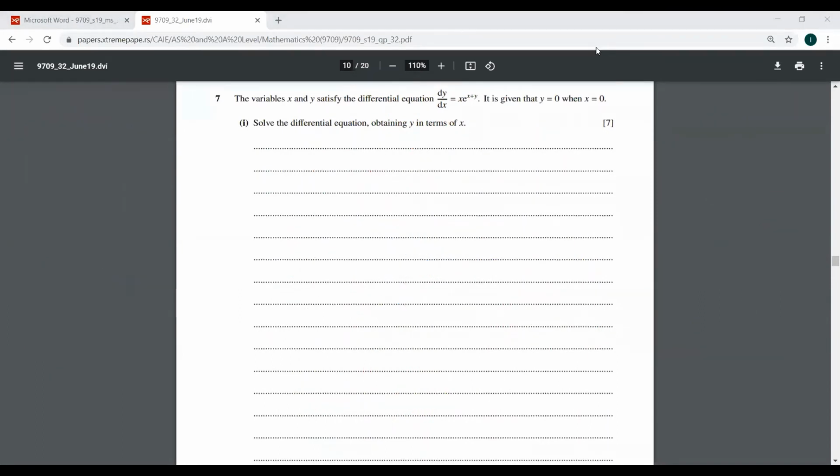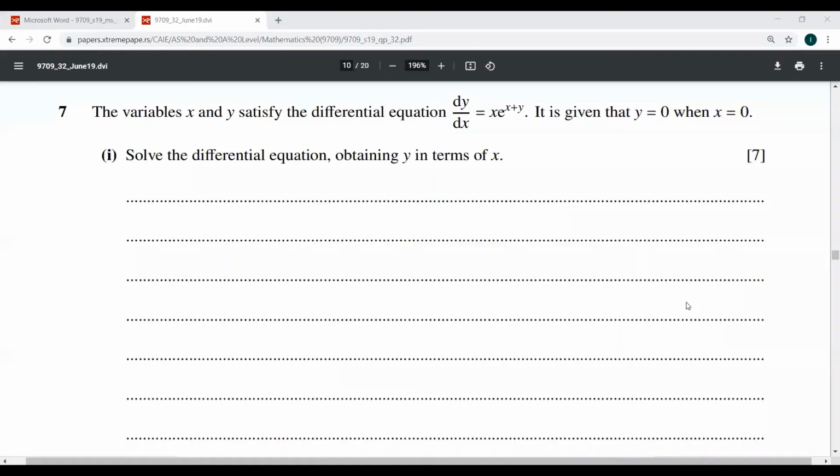Okay, so again, you guys have to try it yourself first, and then I'll be doing it. We have a question from differential equations. This is rather an easier question, because there is not much thinking required over here. We don't have to formulate any differential equation. We only have to solve this, giving y in terms of x. So one side of this will have dy, the other side will have dx. So we need to split up this e raised to power x plus y.